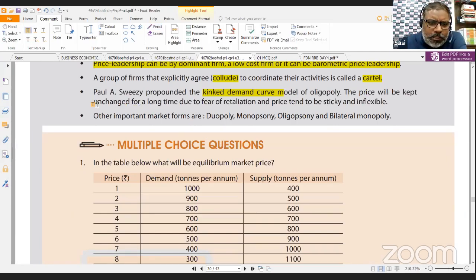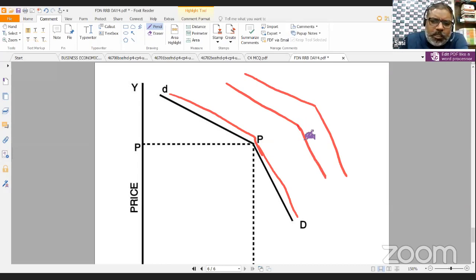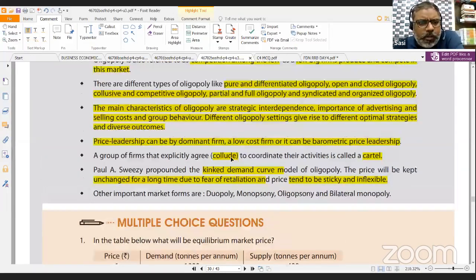So the price will be kept unchanged for a long time due to the fear of retaliation, and then the price tends to be sticky and inflexible. Again, Coca-Cola and Pepsi prices are the classic examples. For decades, for almost many years, their prices did not change much. They changed, but very little. Why? Because they know that the product is a very price elastic product. After that, the prices more or less remain constant. Though there is less price elasticity of demand, they become sticky. There will not be too many changes in price in such situations. The Coca-Cola Pepsi competition and their pricing models are an example of oligopoly in general.